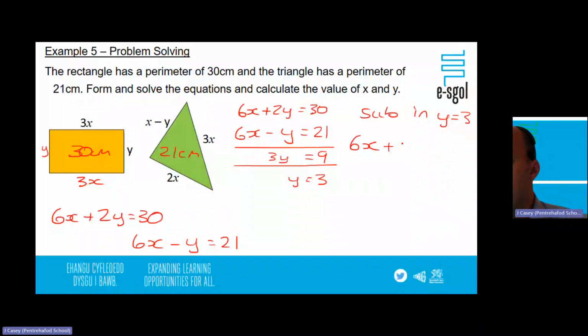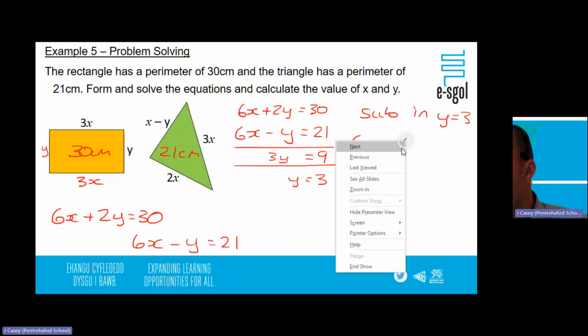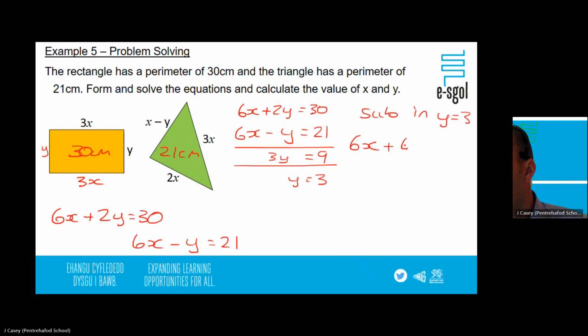So 2 times 3 is 6, isn't it? So I'm going to put that as 6, and then that is equal to 30. Okay, so 6x. I'm going to take away 6 from there and take away 6 from there. So 6x is now equal to 24. And then divide by 6 both sides, gives me a value of 4.